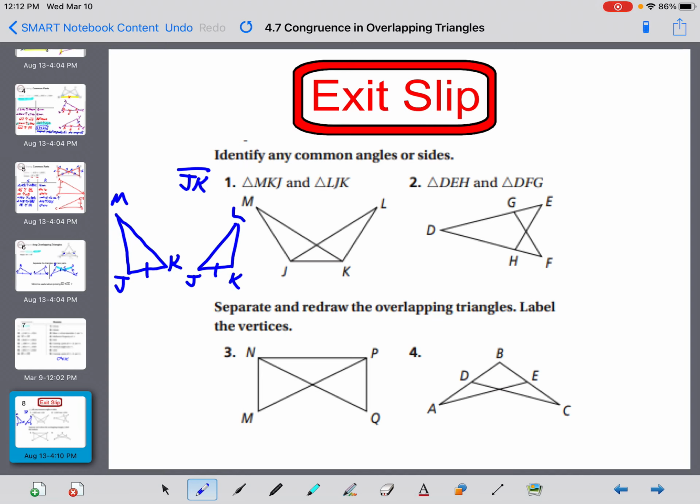Okay, for your next one, you have DEH and GFD. Okay, and which do they share? Well, both of them have angle D. Okay. For 3 and 4, just separate those two triangles and send them back to me.